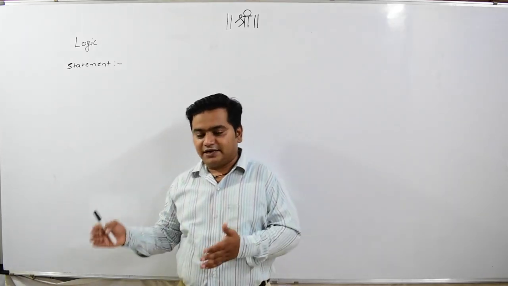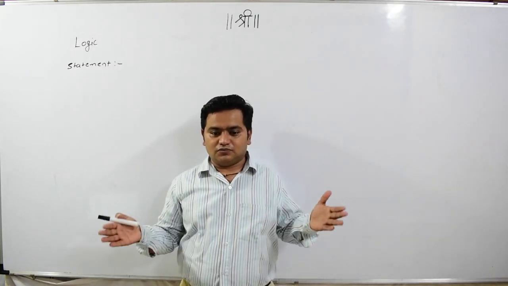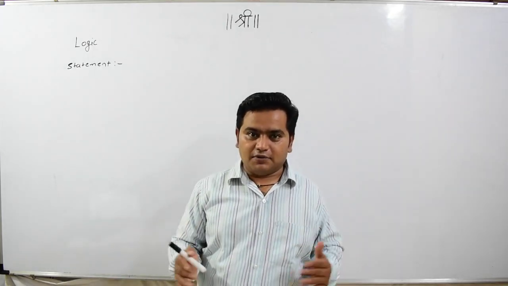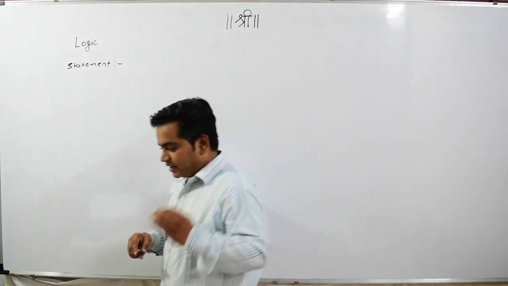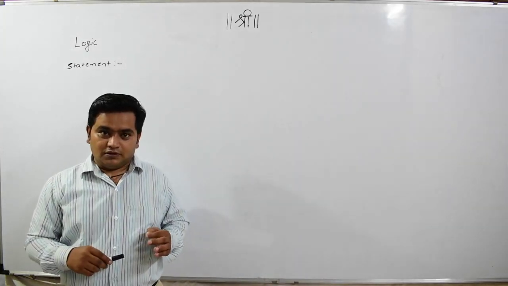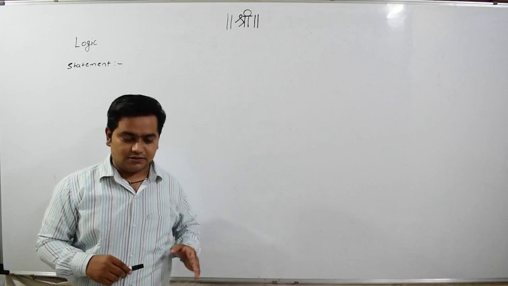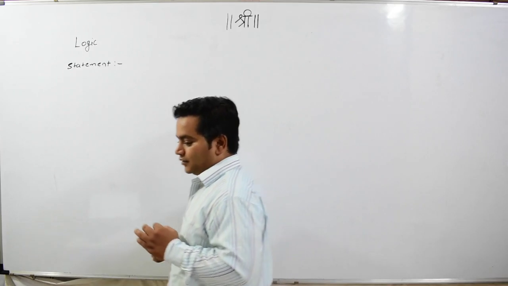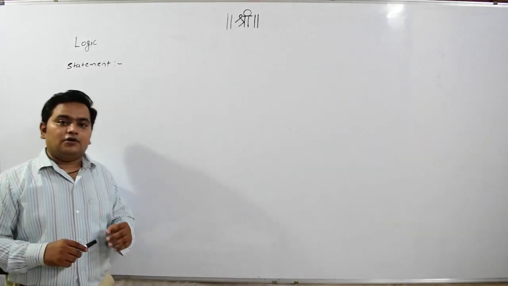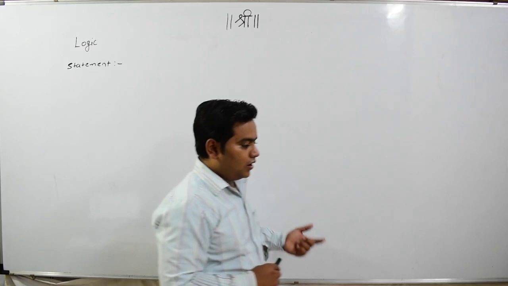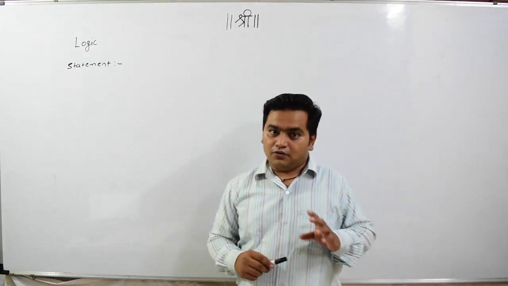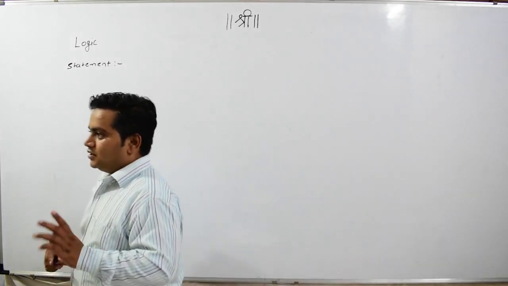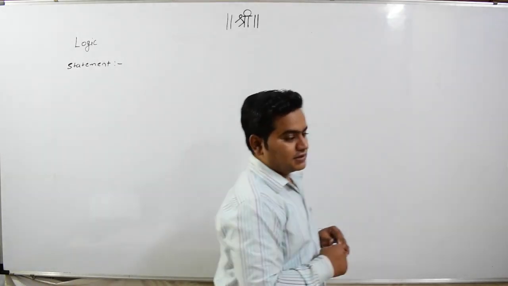Sentence and statement are two different things, but they combine at one particular parameter. So what is that parameter? The statement is a declarative sentence. Listen carefully. The statement is a declarative sentence which has a true or false value at once. Out of true and false, we can choose only one value for that statement.